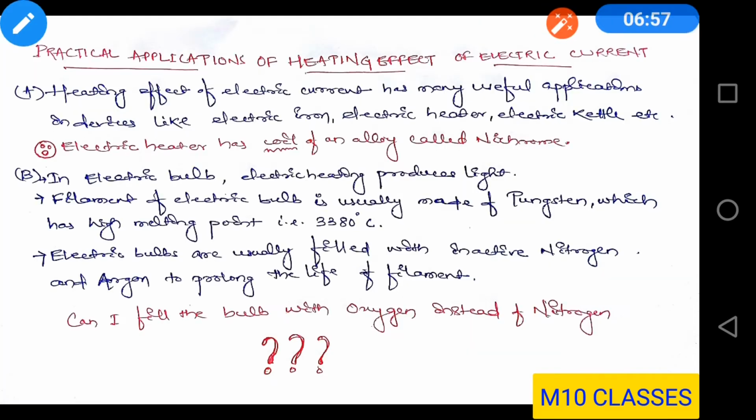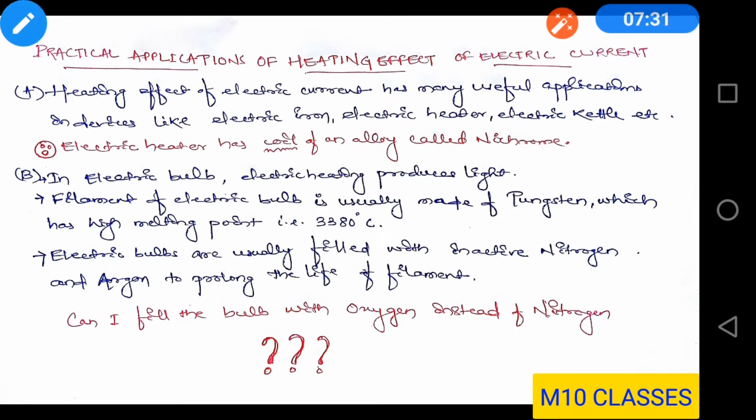Whenever current flows, heat is generated and dissipated. Actually it is a loss of electrical energy. But it has some useful applications also, which we are going to see: the practical applications of the heating effect of electric current. The heating effect of electric current has many useful applications in devices like your electric iron, electric heater, electric kettle, etc. Now consider an electric heater. When you turn it on, it glows rapidly and produces a large amount of heat.